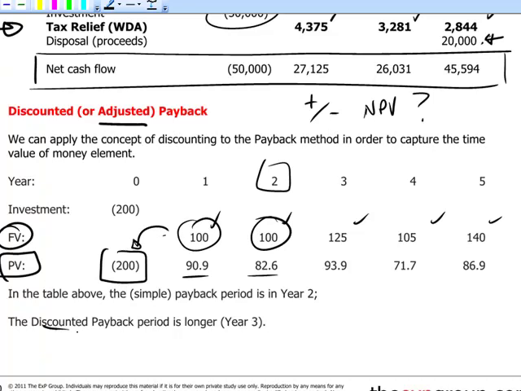But the discounted payback period takes a bit longer, pushes us into year 3, because we're adding back discounted values, 90.9 plus 82.6 plus a little bit of year 3's cash flows in order to equal $200.